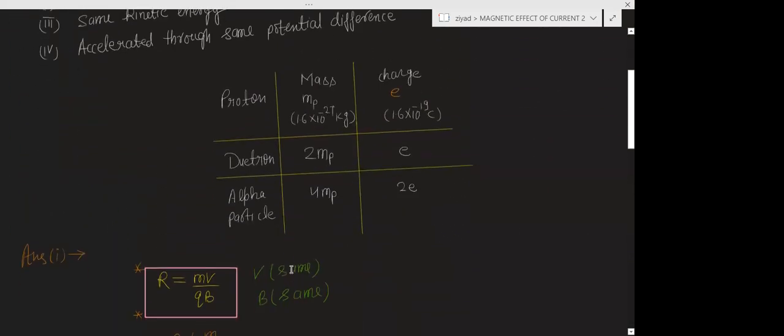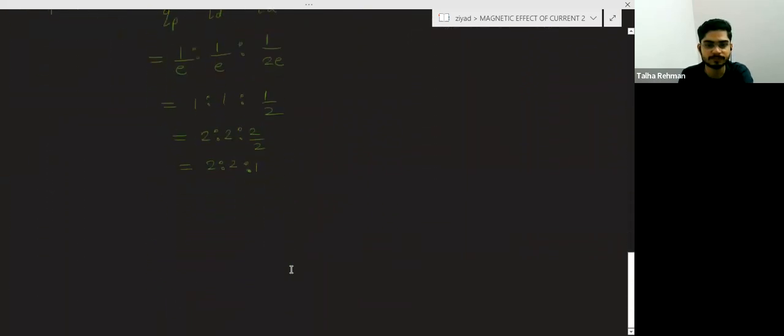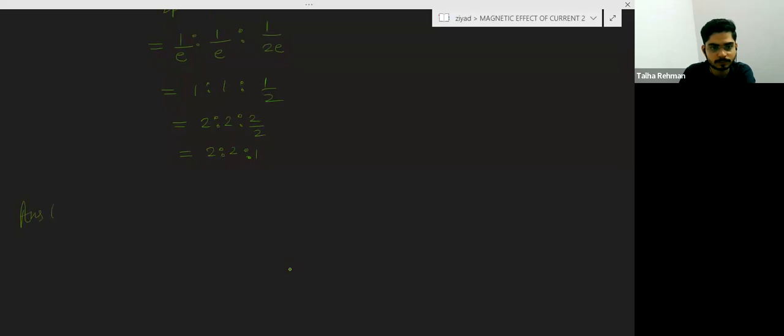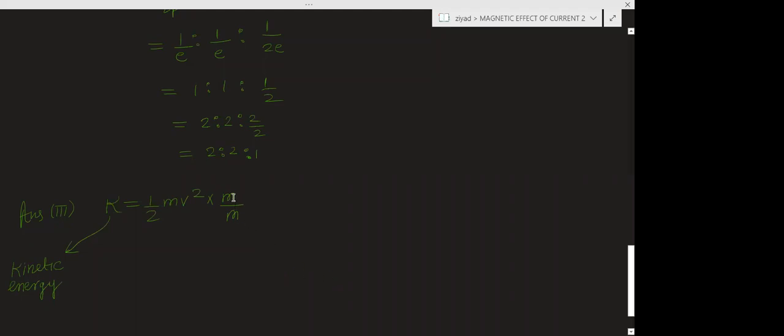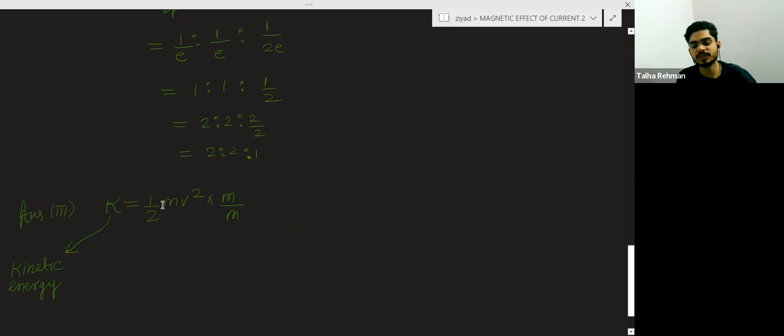Now, third part, same kinetic energy they are saying. So kinetic energy is given by half m v square, and here K represents the kinetic energy. If I am multiplying and dividing with m and m, there will be no change in this equation.